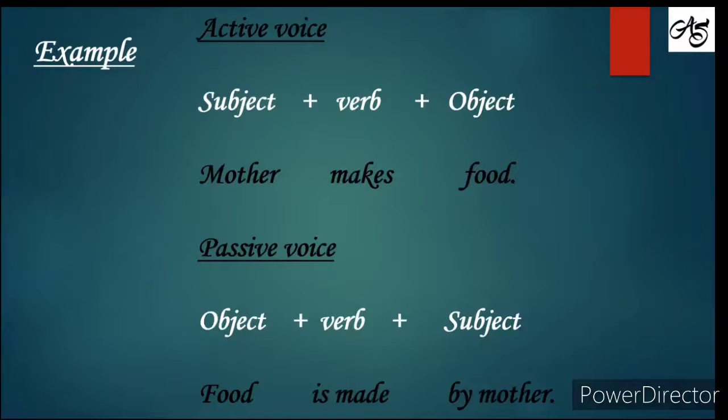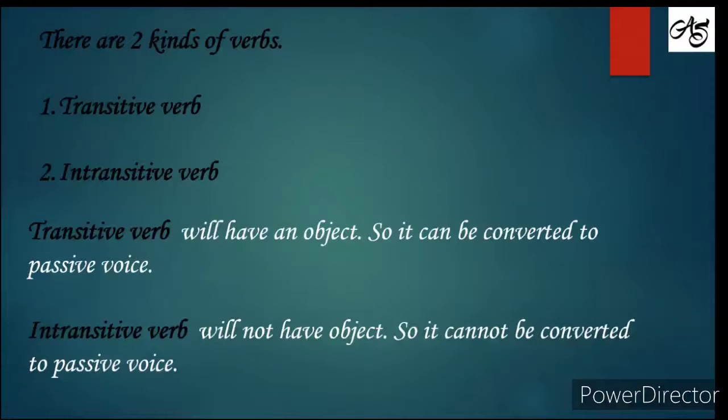And one more thing, there are two kinds of verbs, that is transitive verb and intransitive verb. This is very important for active and passive voice. The intransitive cannot be converted to the passive voice, because transitive verbs will have an object. Intransitive will not have any object, so it cannot be changed.